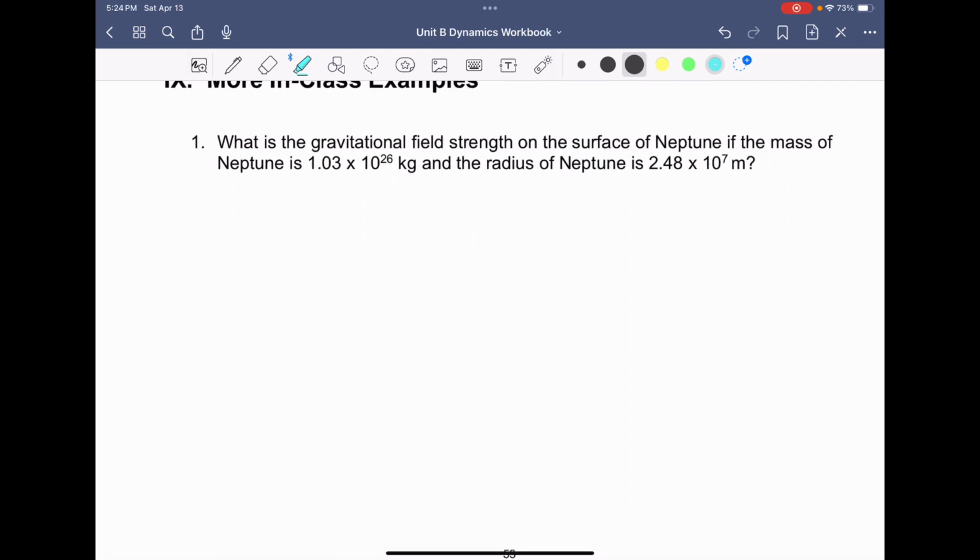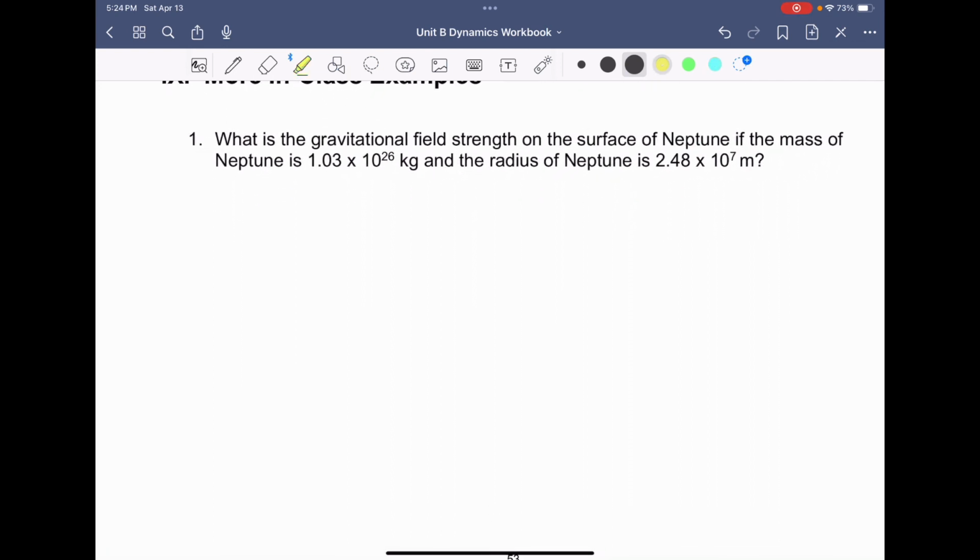With these ones, off the hop, they say gravitational field strength, I want to highlight that right away. What is the gravitational field strength on the surface of Neptune if the mass of Neptune is this and the radius of Neptune is 2.48 times 10 to the 7? Right away, you want to make sure you write out g_N for Neptune is equal to capital G, which is the gravitational constant, times the mass of Neptune divided by the radius of Neptune squared.